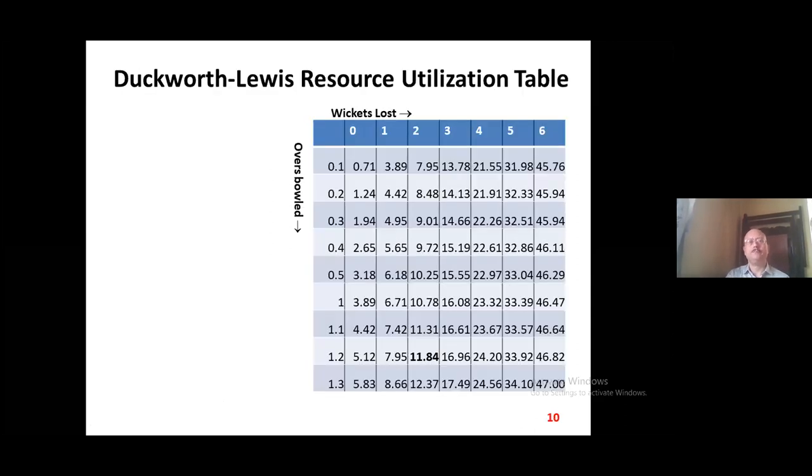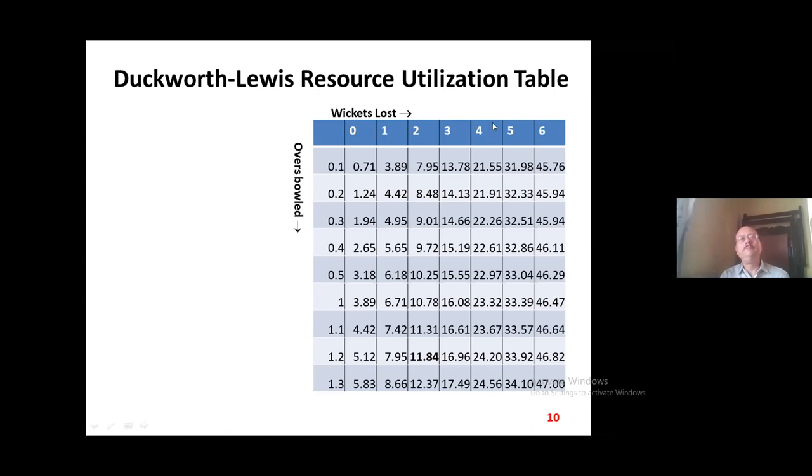How does it work? Duckworth-Lewis essentially works on the resource utilization principle. So you look at how many overs are already gone and how many wickets are already lost. Based on that, you create a metric which tells you how much of the total resource you have already used up. The total resource you start with is the total number of overs and 10 wickets, which is normalized to 100. And then as you keep losing wickets and you go through overs, your resources go down to 0. And this is a sample table.